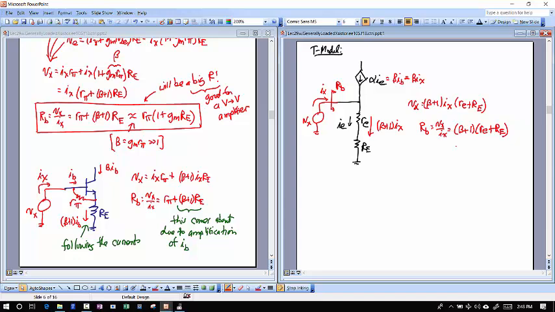And remember, little RE is equal to 1 over GM, so that's beta plus 1 times 1 over GM plus big RE here. Since beta over GM is R pi, I can also reduce this to what I already had before. Hopefully you can see that. This is exactly the same thing as what I got on this side here: R pi plus beta plus 1 times RE, if I take beta plus 1 times 1 over GM. This is just another form of this that you can remember if you prefer.